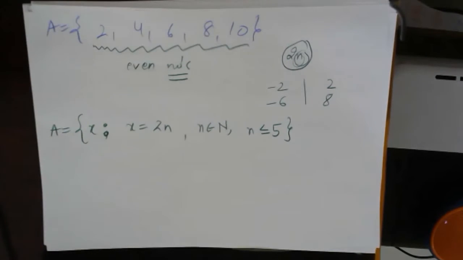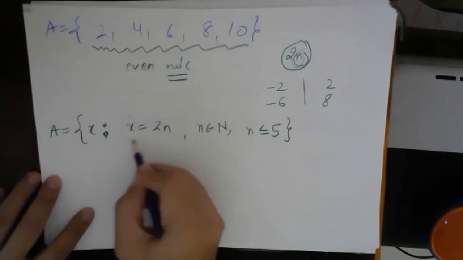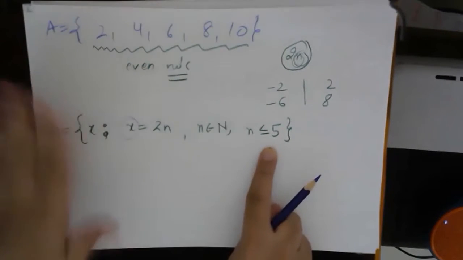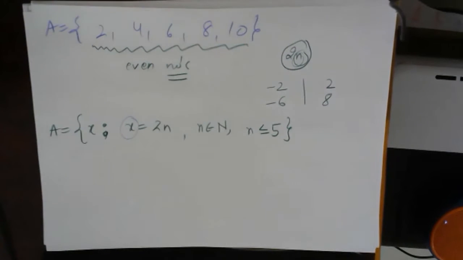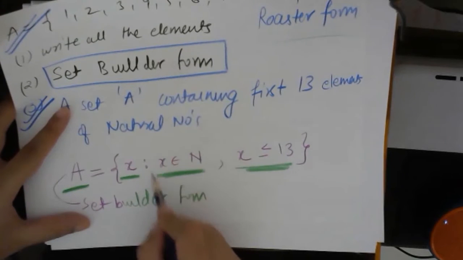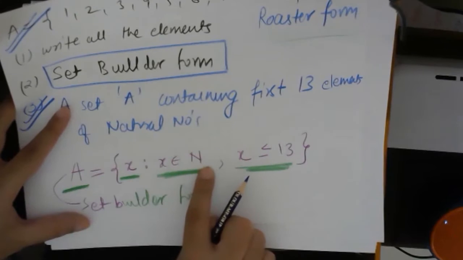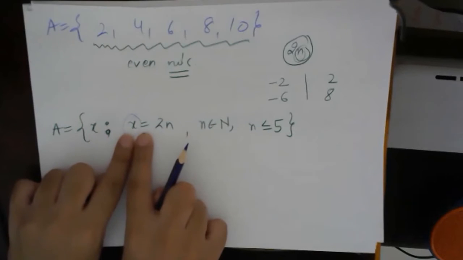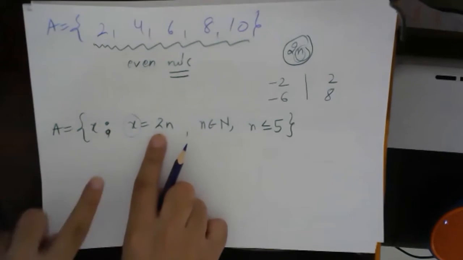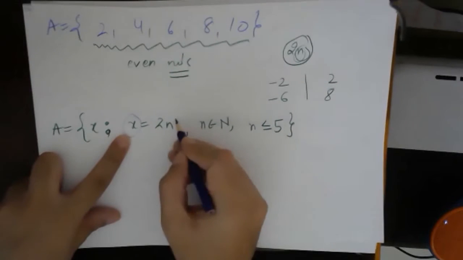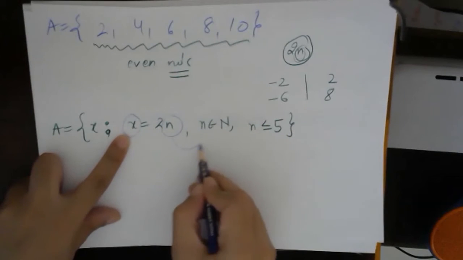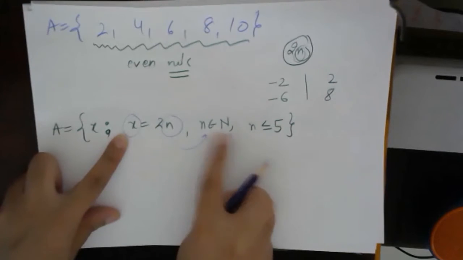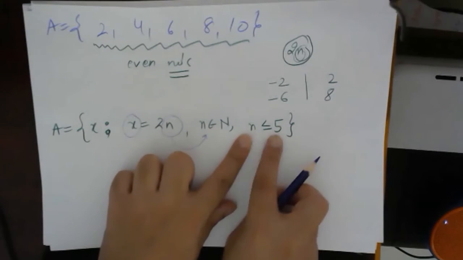Now one very important thing: I am not defining what x is directly. In the previous case, I defined directly that x belongs to natural numbers. But in this case, I have not defined x directly, because indirectly I have defined what n is. n is a natural number less than or equal to 5.